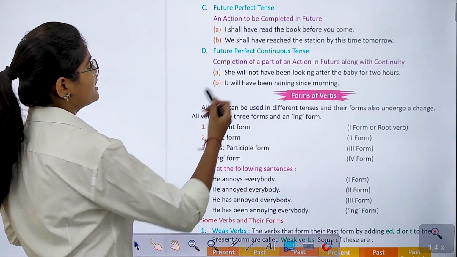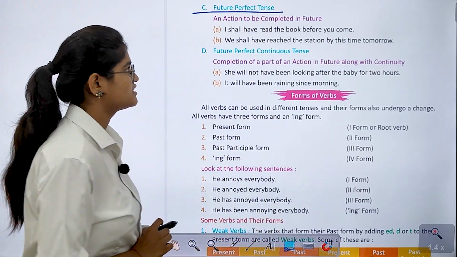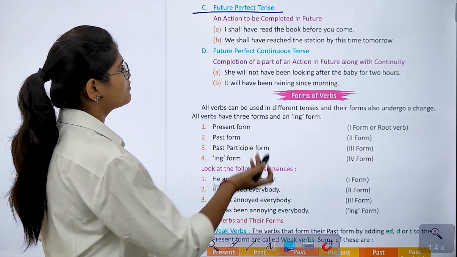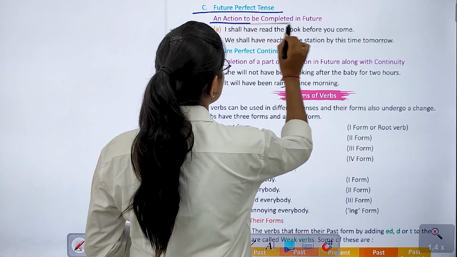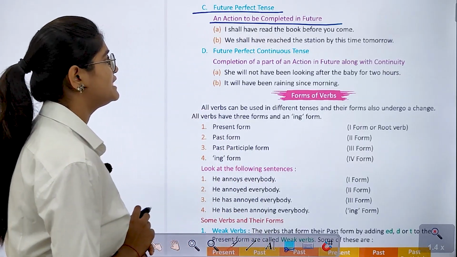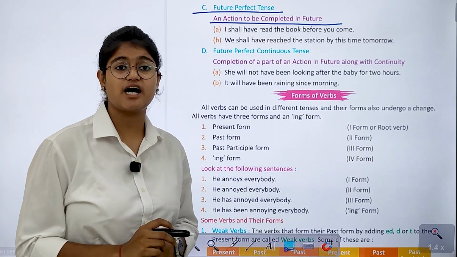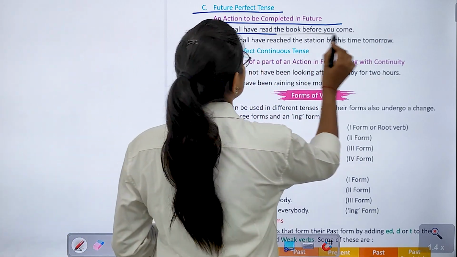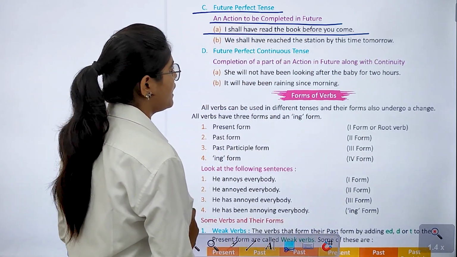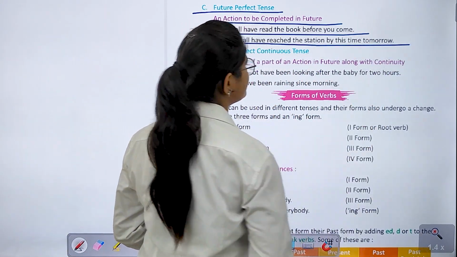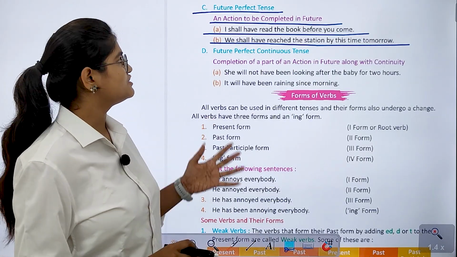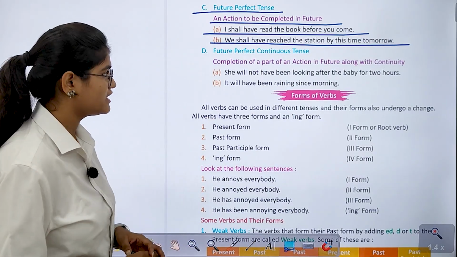Now after that we have future perfect tense. So we all know about the perfect tense, and now we are beginning with the future perfect tense. So an action to be completed in future. कि कोई ऐसा काम जो कि future में complete होने वाला है, जैसे कि I shall have read the book before you come. We shall have reached the station by this time tomorrow, right? So these were the examples of future perfect tense.